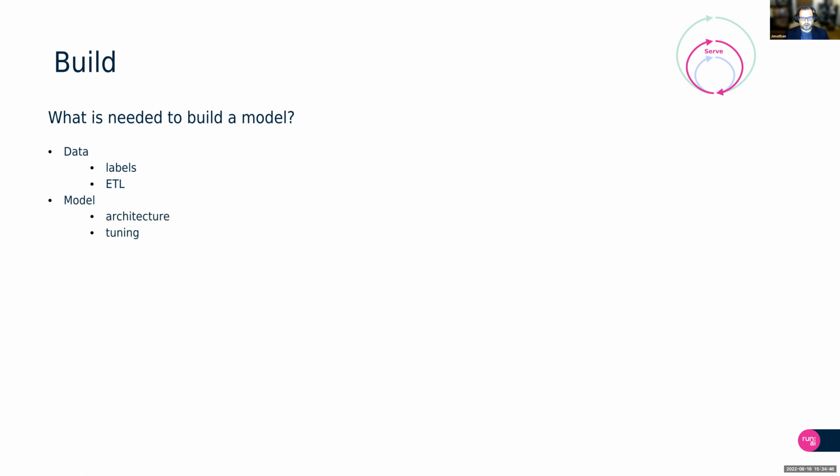In terms of the build step, we need data. Usually we need labels as well, and we need to be able to transform. We need transformations done on this data before it can be model ready, like we talked about. In terms of a model, we have to consider architecture and also fine tuning. And then finally, we want to be able to reproduce our experiments.